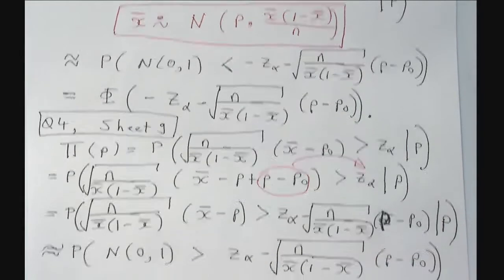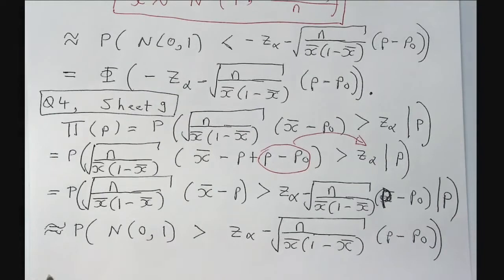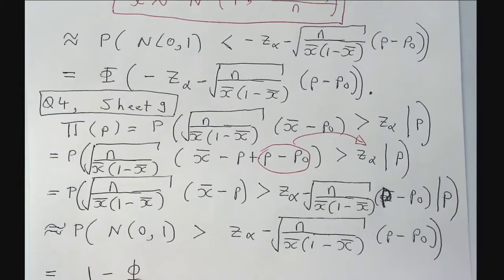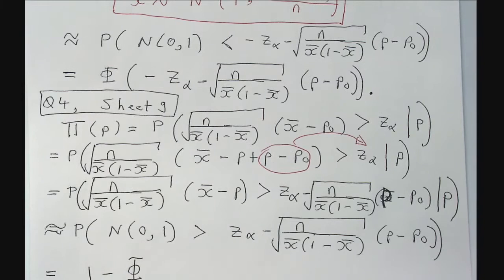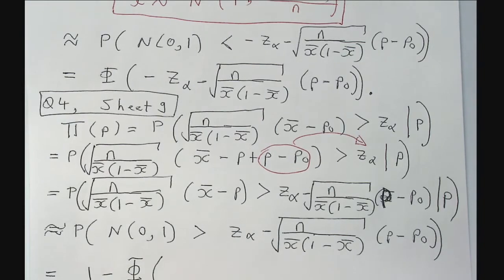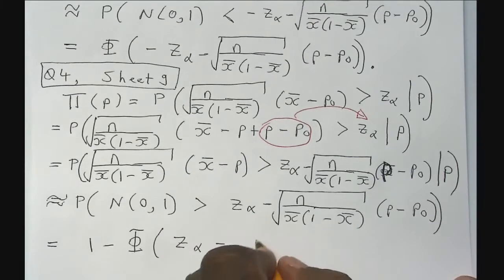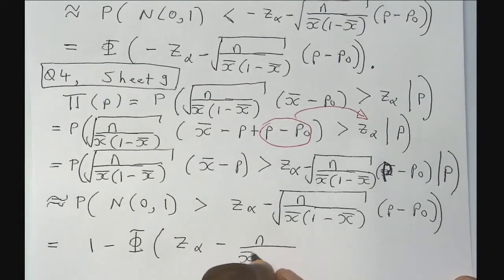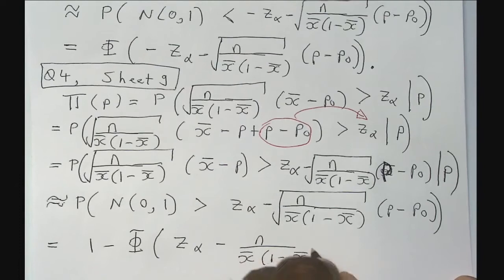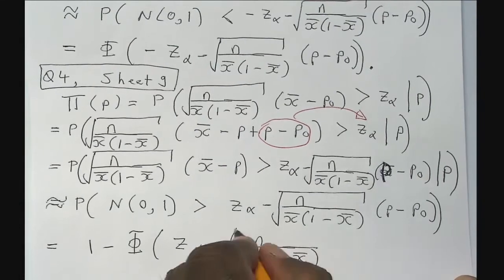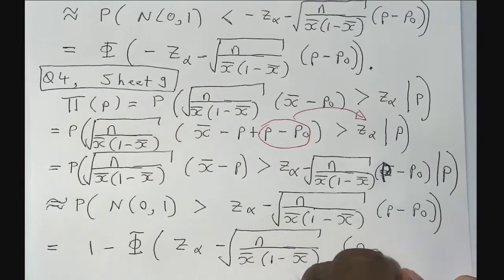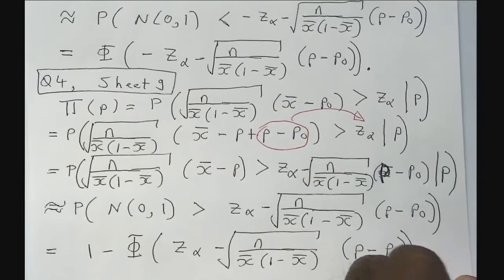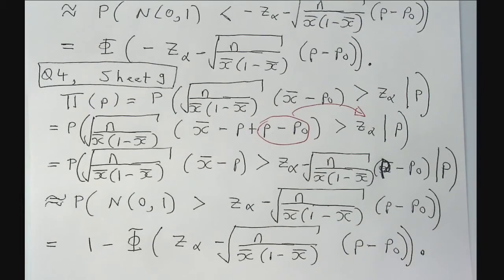Right, and the final step, you can leave it like this if you wish, but it'd be better to write it in terms of phi. The phi is the standard normal CDF. So this is 1 minus phi at Z alpha. All right. So this is the power function for question 4.